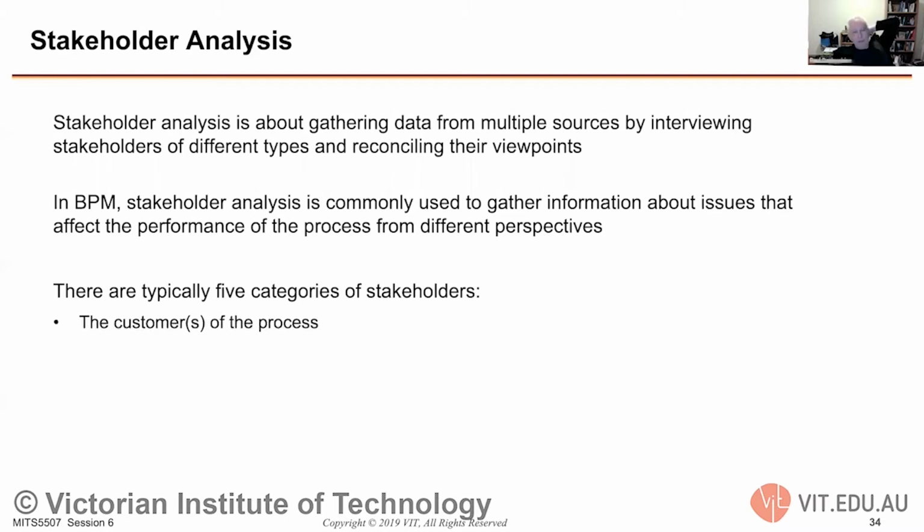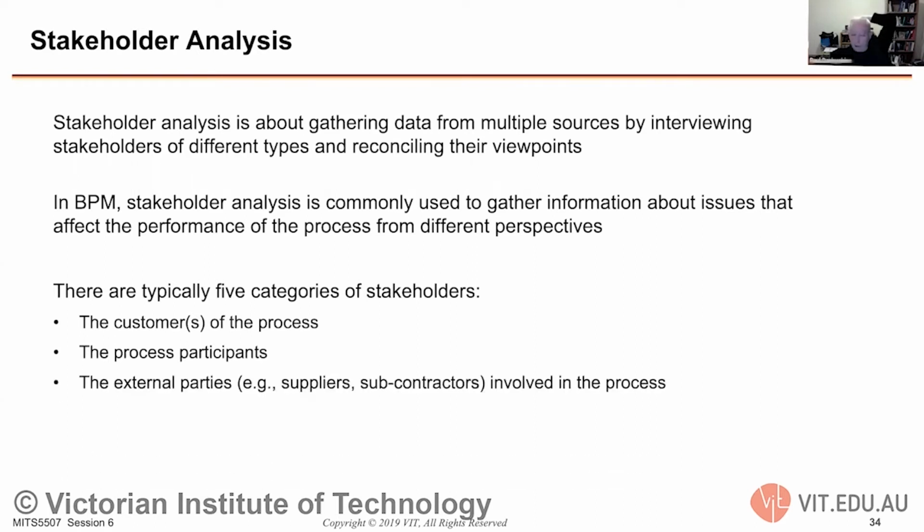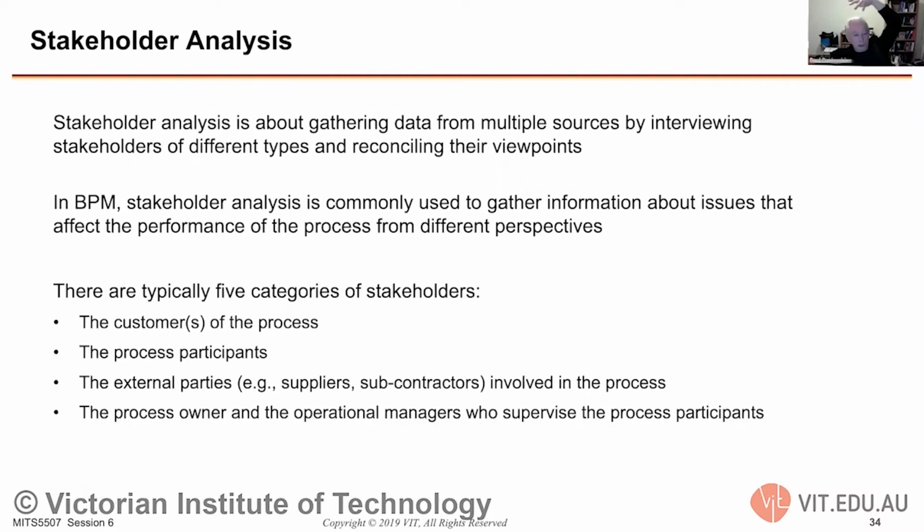Okay, we always have the customer of a process. So we talked about the customer of a process from week 1. Every process has got a customer. There will also be other participants in a process, those undertaking the activities involved in the process. There might be other external parties, and we can talk about suppliers or subcontractors. They might be involved in the process as well. We always have the process owner. Okay, so every process, we talked about this in week 1 or 2, every process should have an owner.